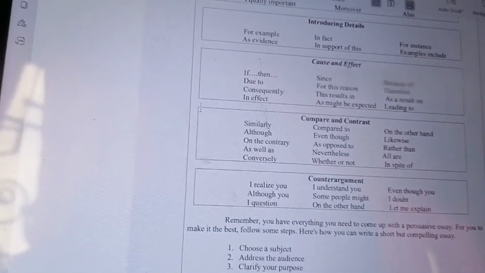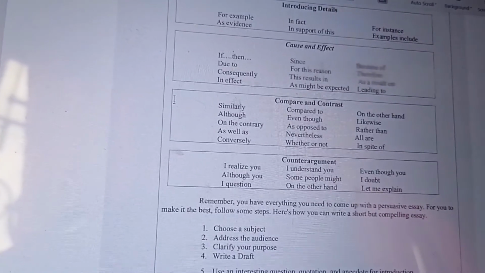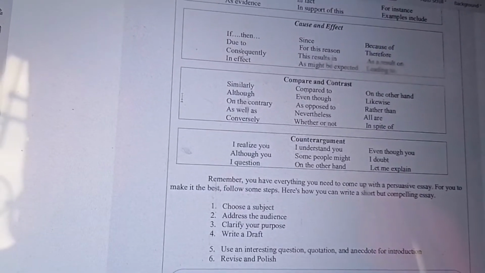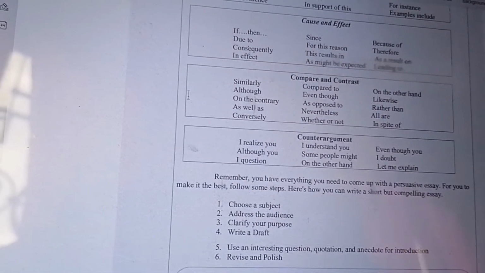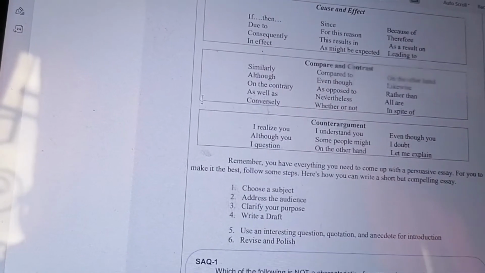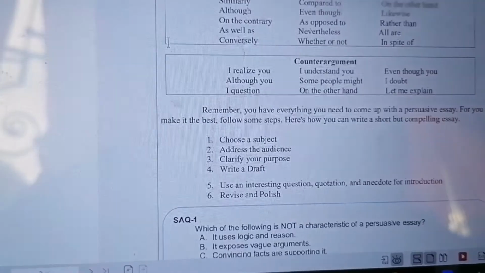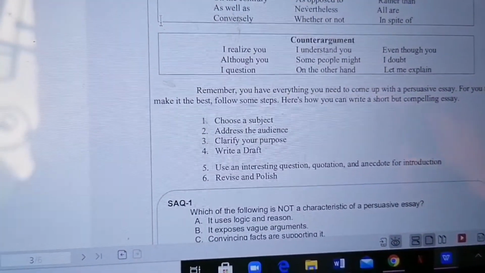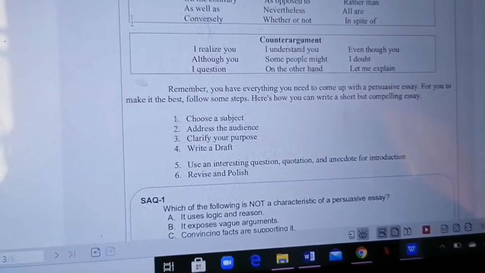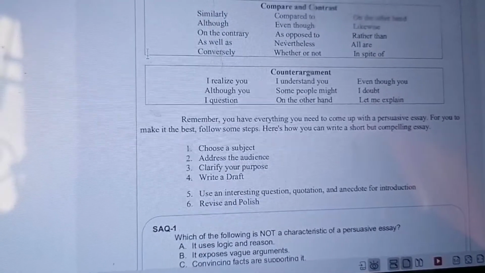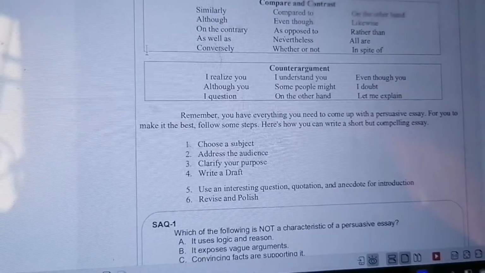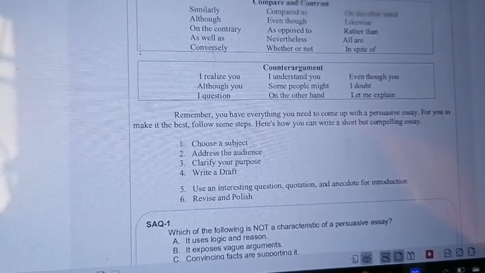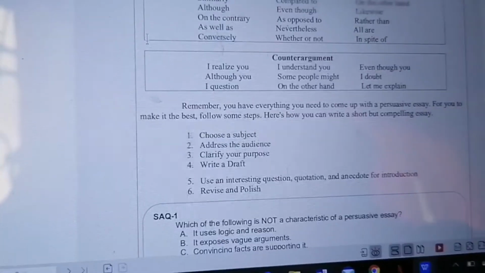So remember, you have everything you need to come up with a persuasive essay. For you to make it the best, follow some steps. Here's how you can write a short but compelling essay. Okay? So when we say compelling, it means convincing essay. So number one is choose a subject, two, address the audience, 3, clarify your purpose, 4, write a draft, 5, use an interesting question, quotation, and anecdote for introduction, and then revise and polish.